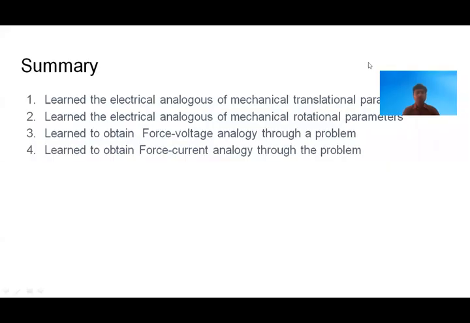In the next video, we'll see some electrical systems examples like DC servo motor, AC servo motor, and synchros, and also we'll see how to derive the transfer function of those systems.